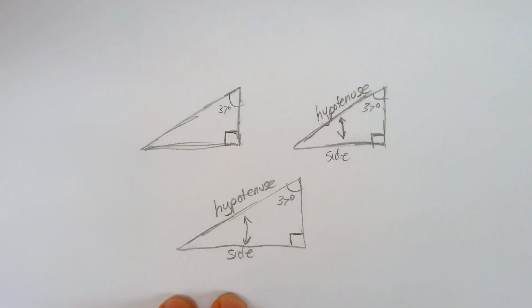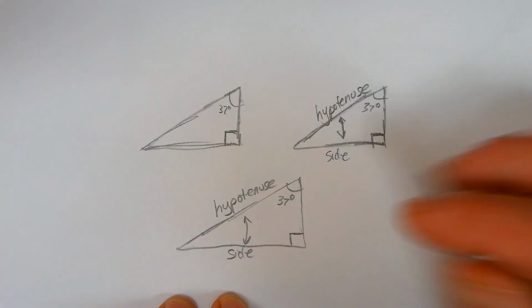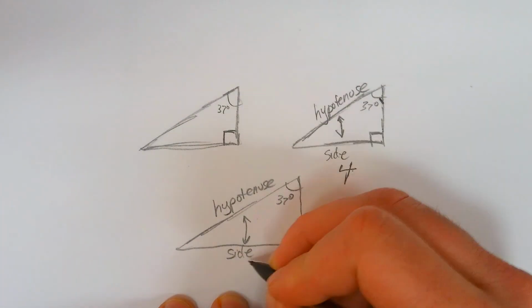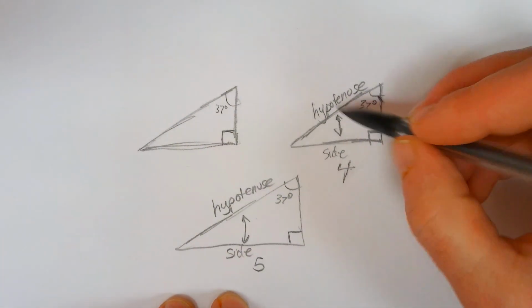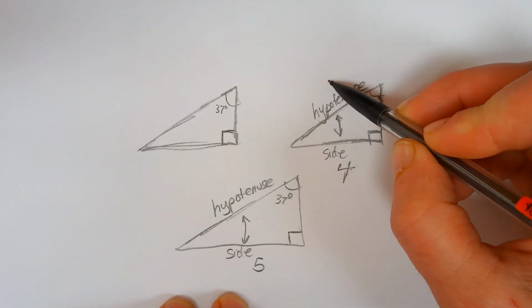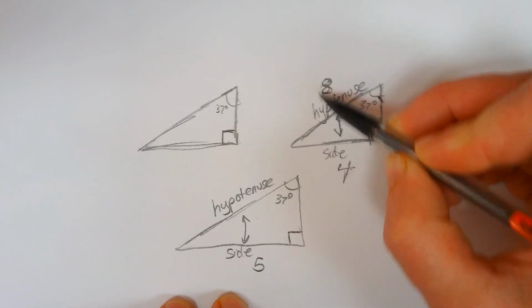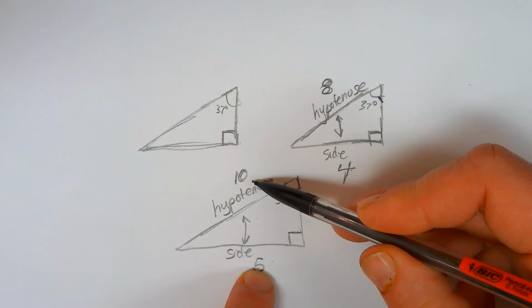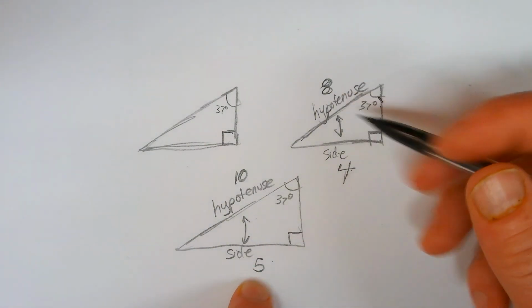Oh gosh, I should have thought this through. Don't worry. 4, and this is a 5. Well, then this could be an 8, and this would be a 10. You'll notice that the ratio of this side to the hypotenuse is half in both cases.